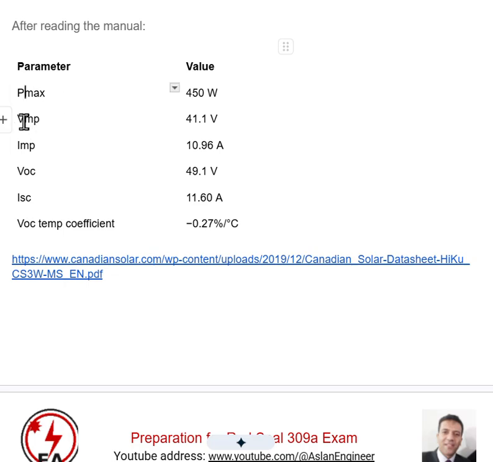P max, the max power. At the max power, what is the voltage? It is 41.1. At the max power, what is the current? Like this. And what is the open circuit voltage? 49.1. And what is the short circuit current? And what is this coefficient? This coefficient is about the temperature. The change of the voltage depends on the temperature in centigrade.